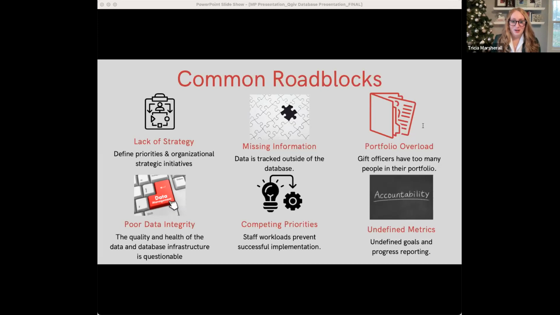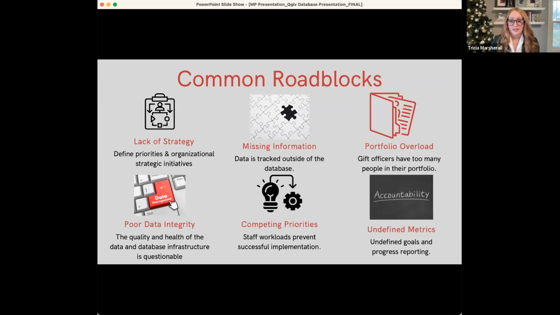Missing information. So there is oftentimes data tracked outside of the database. That might be information that lives in Word documents or Excel spreadsheets where that pipeline for each of the donors is tracked. Next steps might be tracked there as well, or they may be in gift officer calendars with future meetings set up.